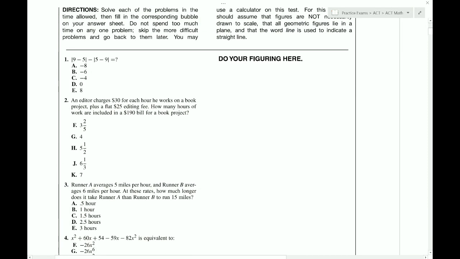So, question 1. Absolute value of 9 minus 5 minus absolute value of 5 minus 9. So 9 minus 5 is 4, absolute value of that is 4. 5 minus 9 is negative 4, in absolute value that's going to equal 4. Notice we still have the minus in the middle. 4 minus 4 is 0.